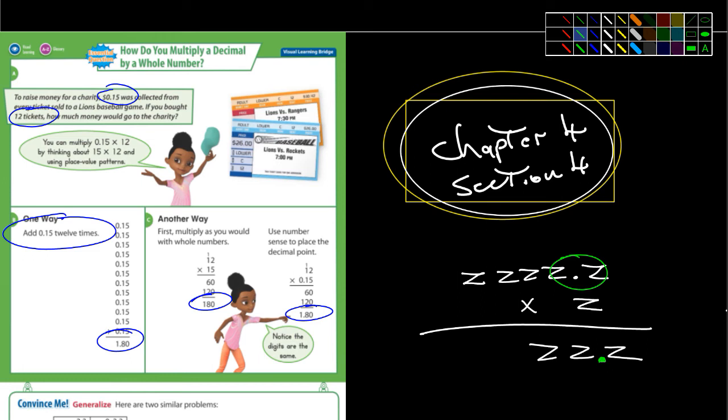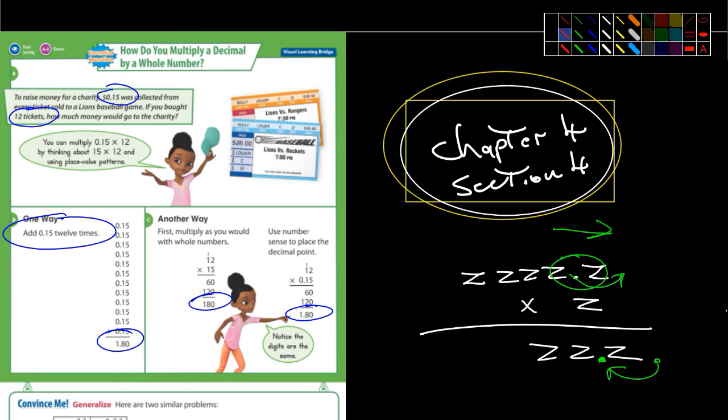So if we were to move the decimal all the way to the right, how many times do I count over? One. So when I get my answer, I just count back one. Look at the example they gave us here: 12 times 0.15, and the answer was 180. How many places would I have to move the decimal all the way to the right? Just two places, one, two. So it's 1.8.